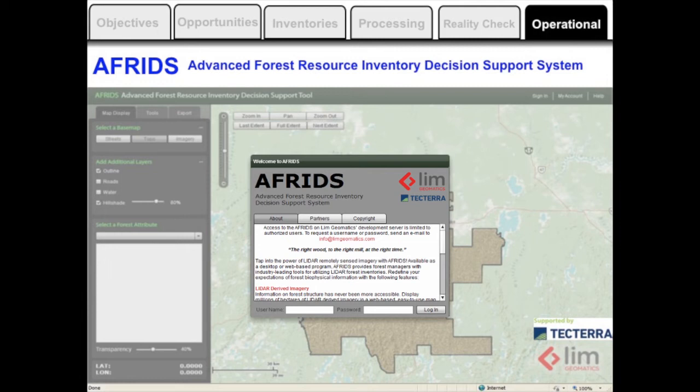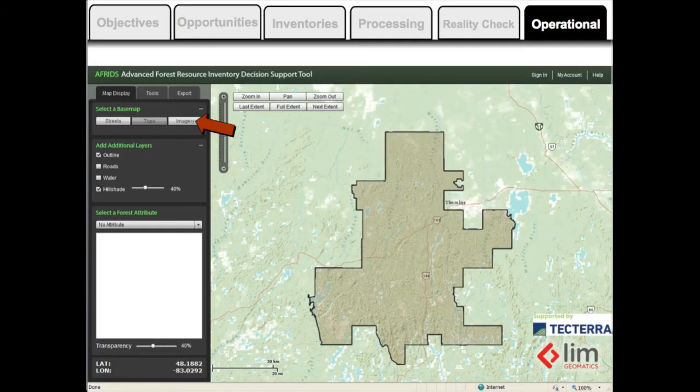What we have is this advanced forest resource inventory decision support system that we call AFRIDS. I'm going to walk you through some screen captures of this software. If you see a use for it, the person to talk to is Kevin Lim at limgeomatics.com, and he can set you up with more information. This software will be hitting the market shortly.